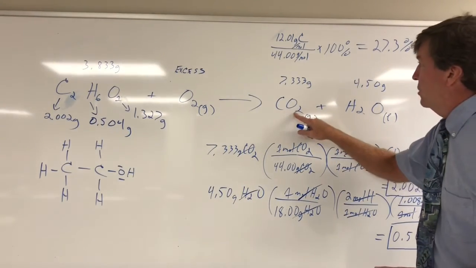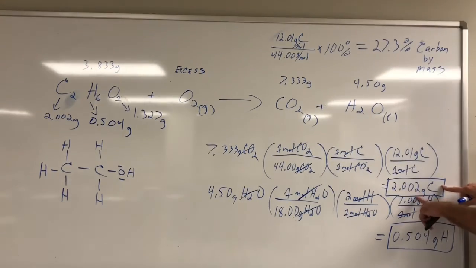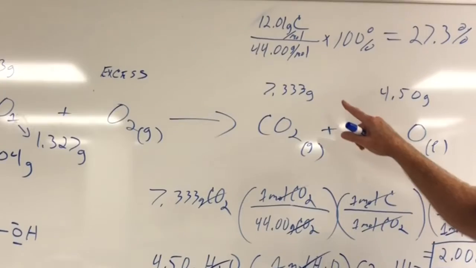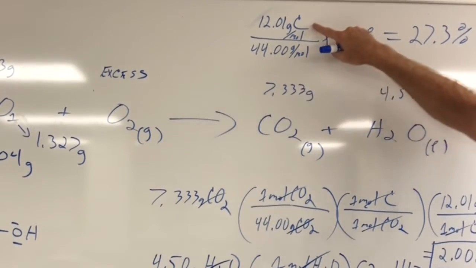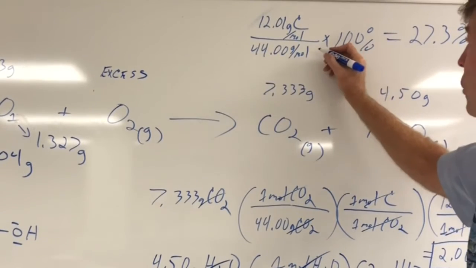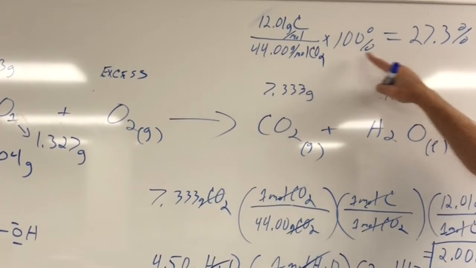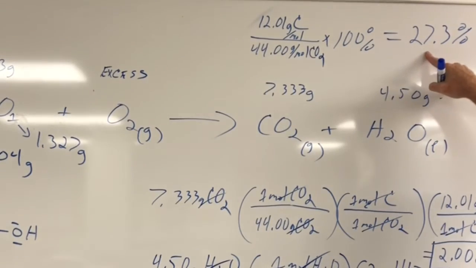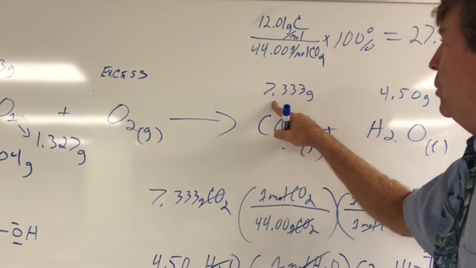Notice, here's my CO2. I can get this value another way. I know that my percent by mass of carbon in carbon dioxide is given by this. So you have 12.01 grams per mole of carbon divided by 44.00 grams per mole of CO2 times 100% gets us 27.3%. That's 27.3% of carbon by mass.